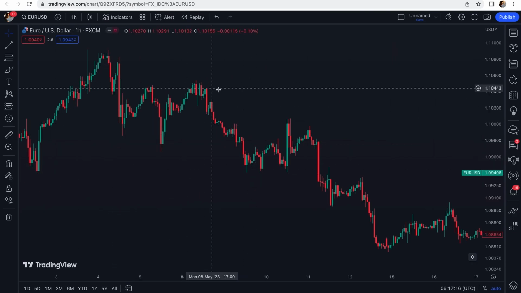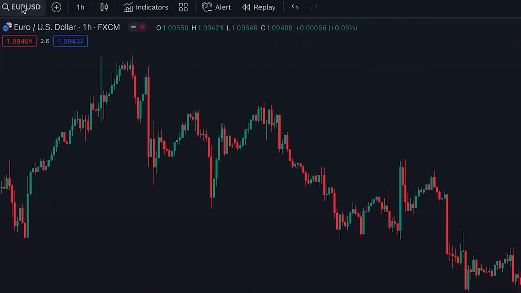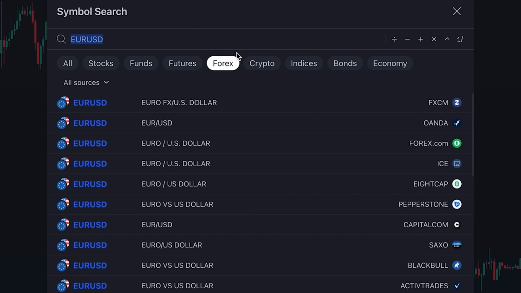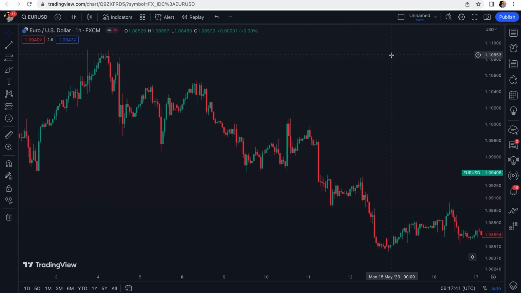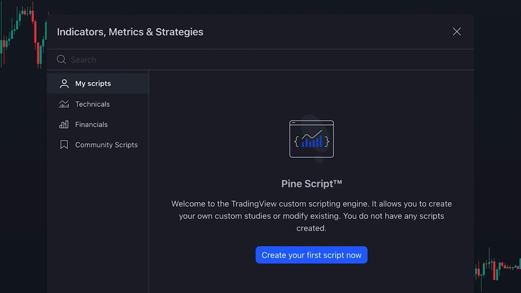This is the price chart of Euro to US dollar, but there is no limitation on this, and you can use this trading strategy on any other asset or market, whether it's Forex, crypto or stocks. In this trading strategy we have 3 indicators. For adding them, here we click on indicators and we simply search their name.